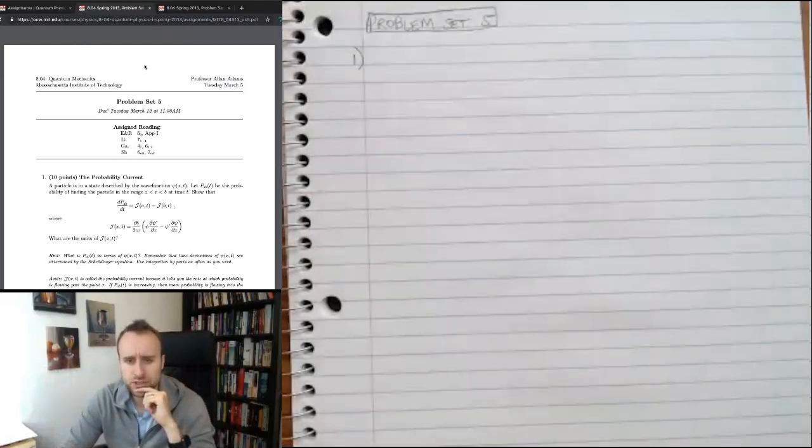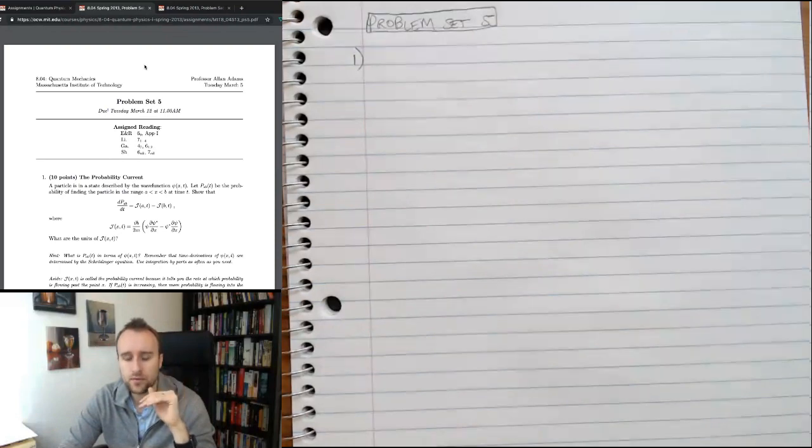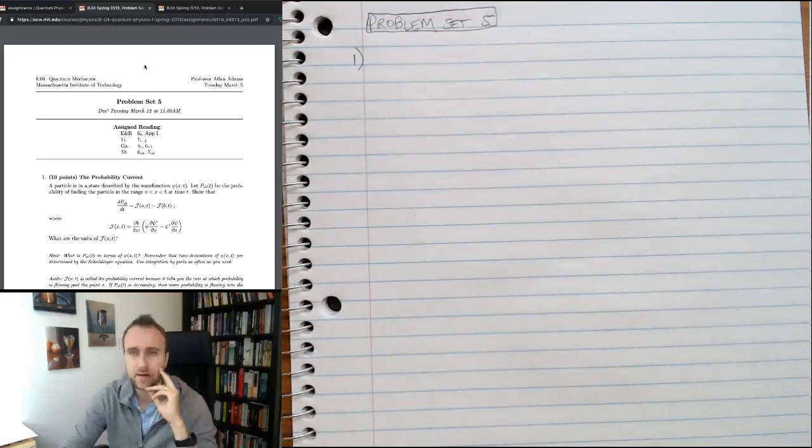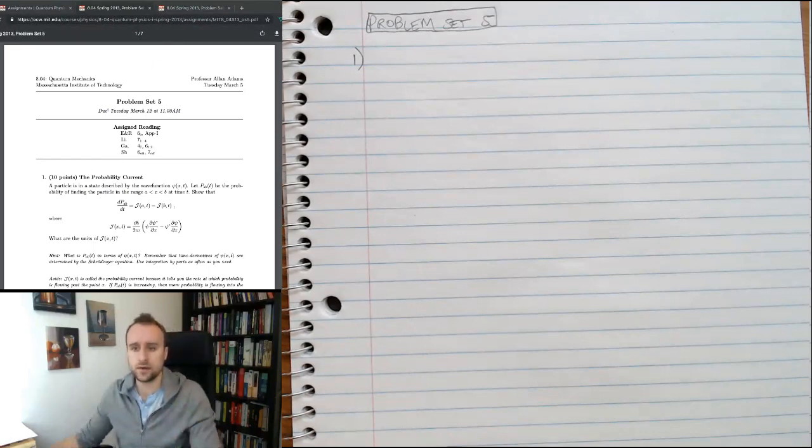So what we're trying to show is that this function can be expressed as iħ over 2m multiplied by ψ ∂ψ*/∂x, the spatial derivative of the complex conjugate of ψ, minus the complex conjugate of ψ times the spatial derivative of ψ. We were trying to figure out how to do this, and we've got a few hints here. Hint: what is P(x,t) in terms of ψ, x, and t? Remember that time derivatives of ψ are determined by the Schrödinger equation. And use integration by parts as often as you need. So we've got three little hints that we can apply. Hold on a second, I'm just going to draw this down here.